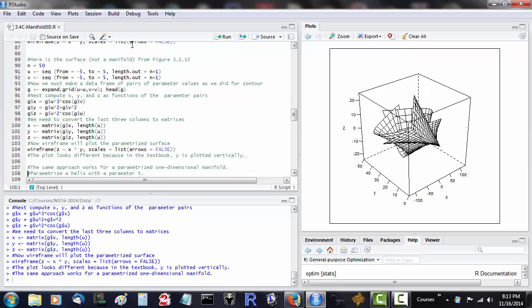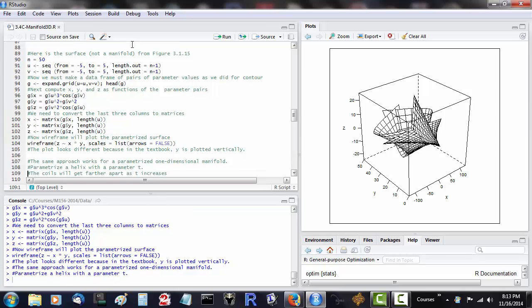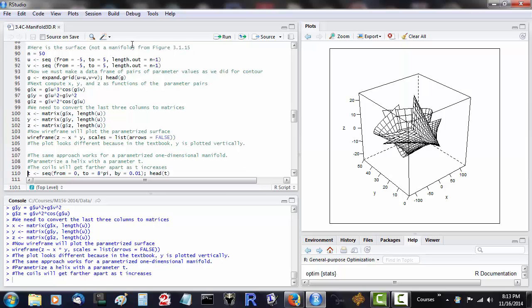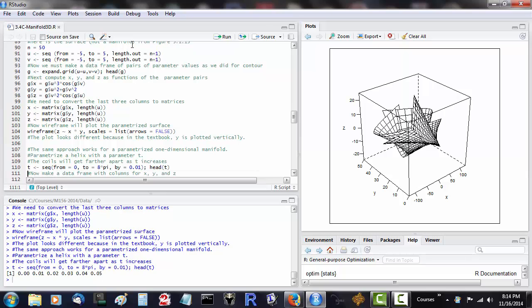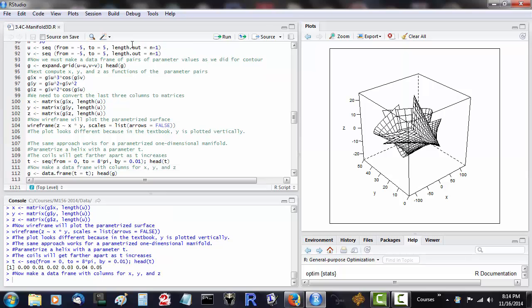Let's try a parameterized one-dimensional manifold. We've drawn a helix before, but the coils were evenly spaced because I was expressing x and y as functions of z. If I express x, y, and z all as functions of t, let's think of t as time, I can think about something that circles around the z-axis while accelerating upward, so that z is not just proportional to t, but proportional to t squared.